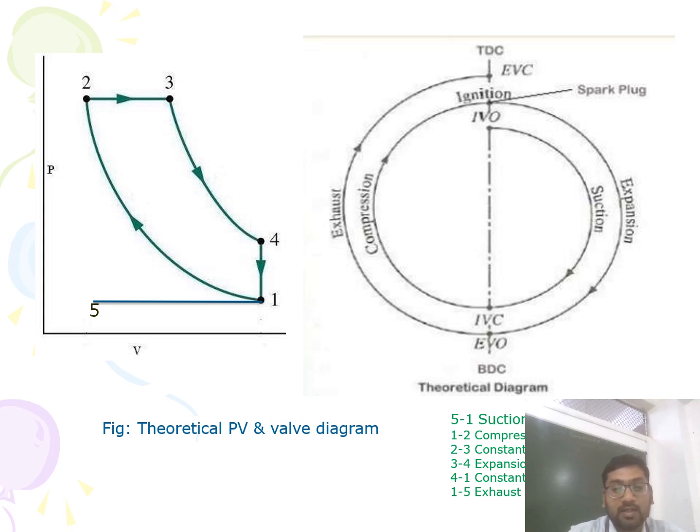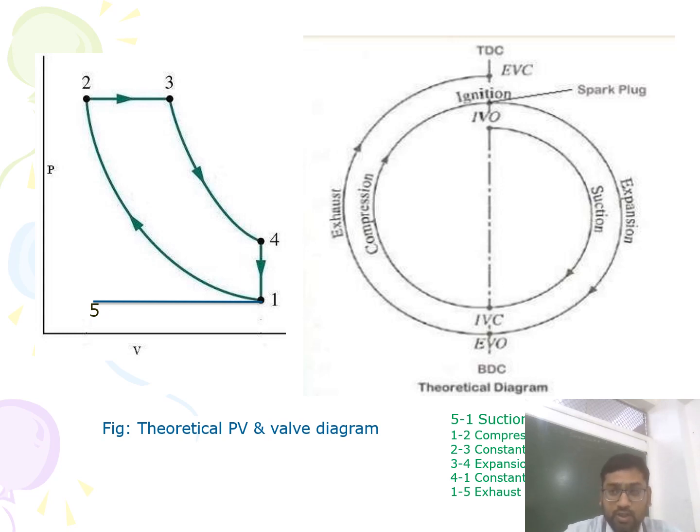And lastly, 1 to 5 is nothing but the exhaust stroke. During this stroke, the piston moves from BDC to TDC. By opening the exhaust valve, all the burnt gases are swept out to the atmosphere, as you can see in the PV diagram. So the figure on the right is nothing but the theoretical valve timing diagram.